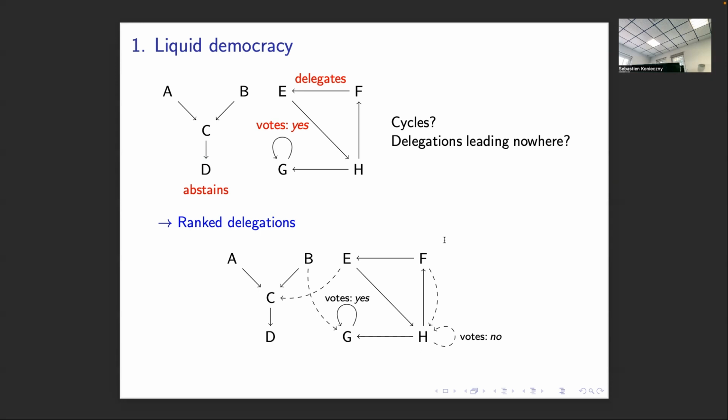B delegates to G, and G votes. Okay. Problem, you see that here for F, you have a first path where F delegates to E, first choice, and E delegates to H, first choice. So you have a sequence of two first choices, or F can delegate to, this is a second choice, to H, and H votes. So is it better to have a sequence of two first choices or just one second choice? I have no answer to that.